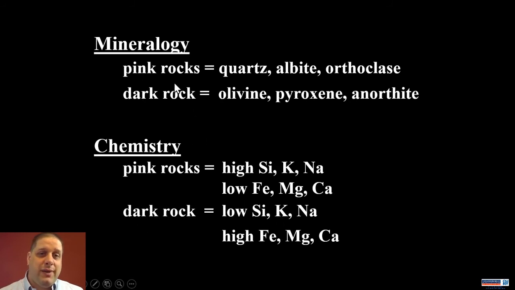So the mineralogy of the pink rock, of the rocks, could be quite different. Perhaps the pink rock is made up of quartz, albite, and orthoclase, which are all light-colored minerals, felsic minerals. And the dark rock is made of olivine, pyroxene, and anorthite, some mafic minerals, right? So different large-scale features. And when we look at a smaller scale using a microscope, we see some different materials making them up.